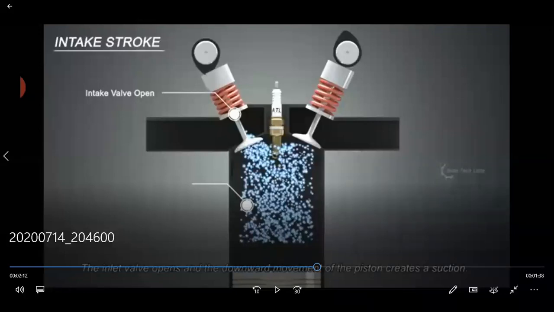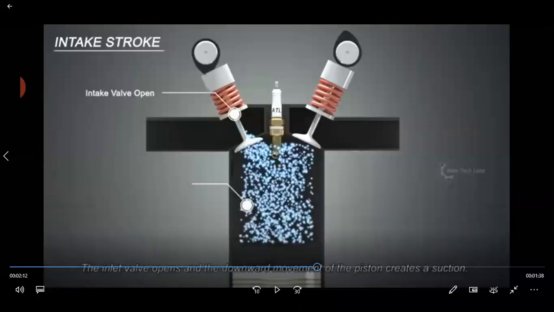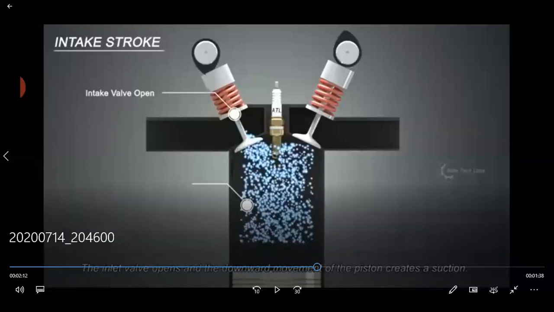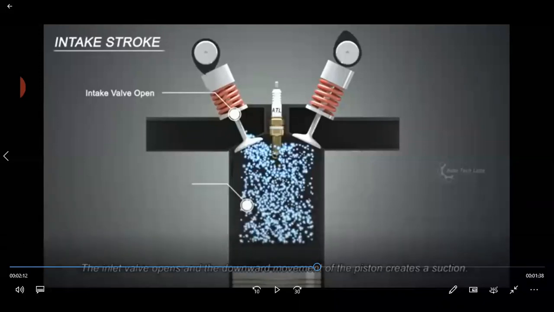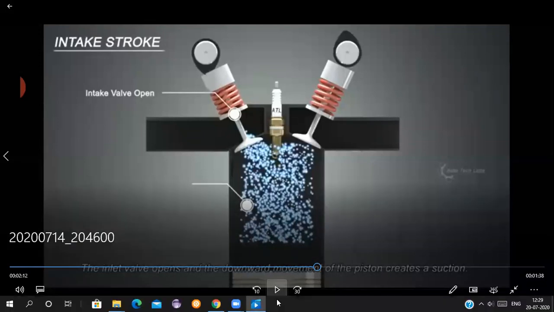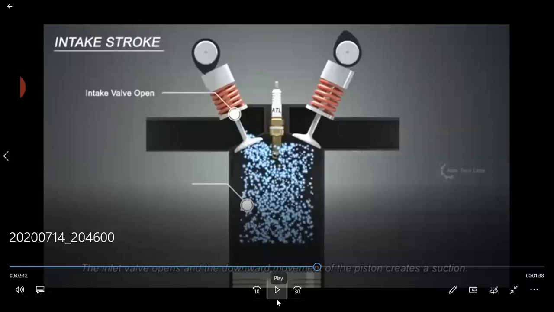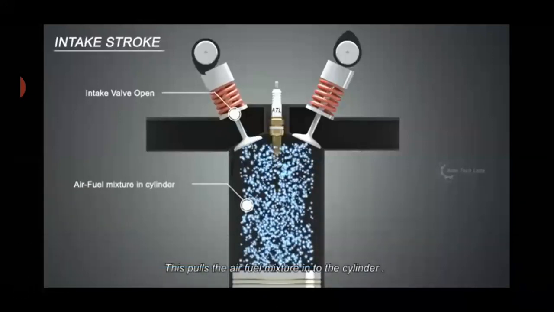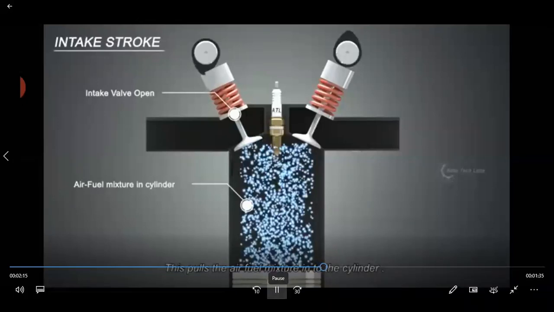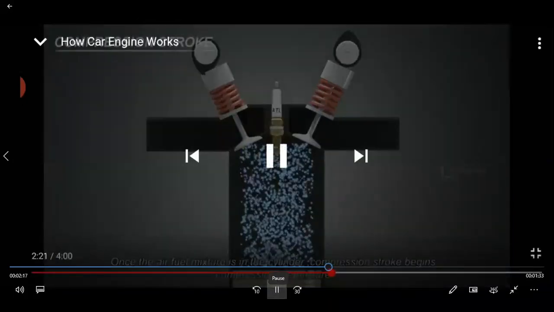There was a partial vacuum created, therefore the pressure inside the combustion chamber was less and the pressure outside was more, therefore the air fuel mixture was coming inside. Okay students, therefore the piston is spending some energy to take the air fuel mixture inside. Here one stroke is completed, the air fuel mixture is coming inside. One stroke is completed.